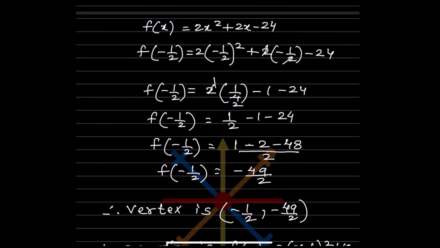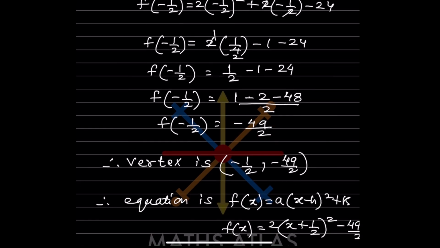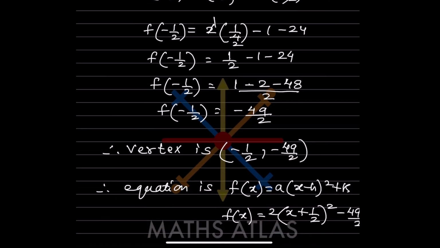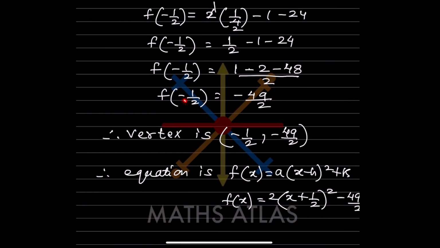So now what we can do here, we can see that the LCM is 2. So we are going to multiply this by 2. This also you will multiply by 2. So what will you get here? 1 minus 2 minus 48. So here minus 50 plus 1. So that is going to be minus 49 by 2. So what will be the vertex? Vertex, we got this x value as minus 1 by 2. And this f of x, whenever you write f of x, that is nothing but y. So this is x and this is y. So that is minus 49 by 2.